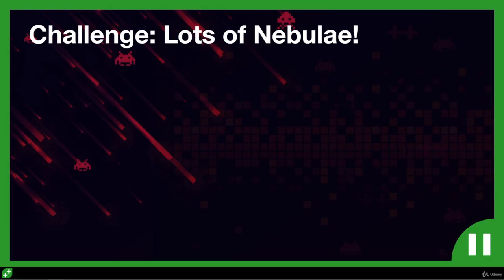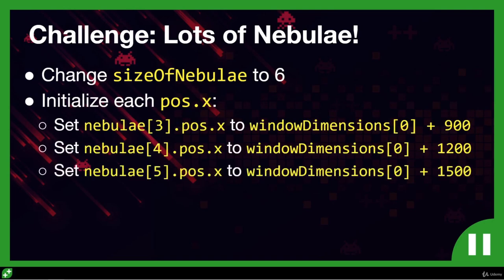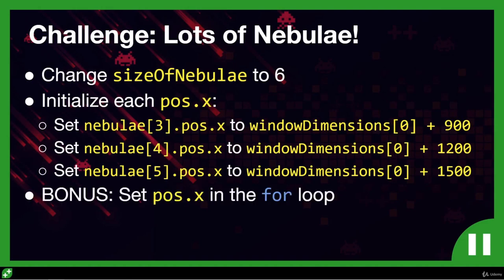So here's your challenge. Change size of nebulae to 6 so we have 6 nebulae instead of 3. Now for each element, I want you to set the pos.x equal to window dimensions plus some multiple of 300. The pos.x for each nebula hazard will be 300 more than the previous one. Now, bonus points if you can figure out how to do this in the for loop. Pause the video and give this a try.